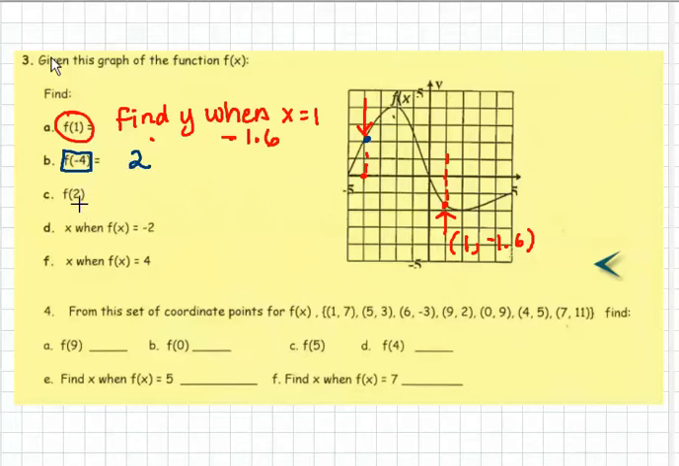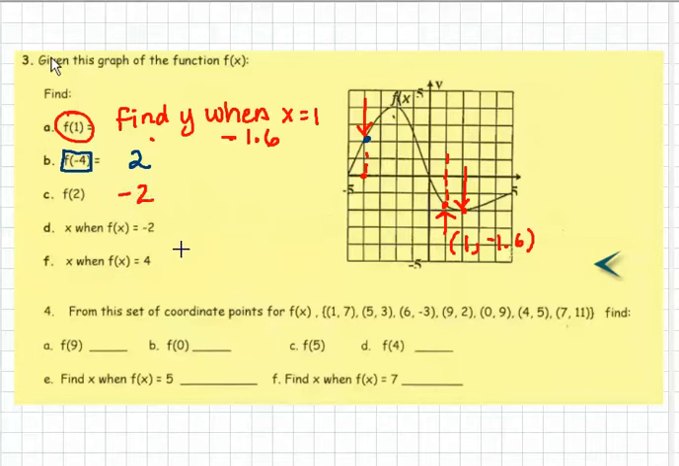Here it's asking me for the y value when x is 2. So I'm going to go over here to where x is 2, and on this graph it appears to be right there at that point. Come over here to my y-axis, and it looks like negative 2.